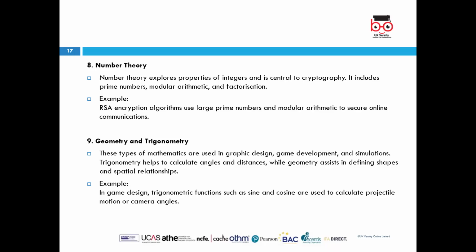Geometry and trigonometry. These types of mathematics are used in graphic design, game development, and simulations. Trigonometry helps to calculate angles and distances, while geometry assists in defining shapes and spatial relationships. For example, in game design, trigonometric functions such as sine and cosine are used to calculate projectile motion or camera angle.